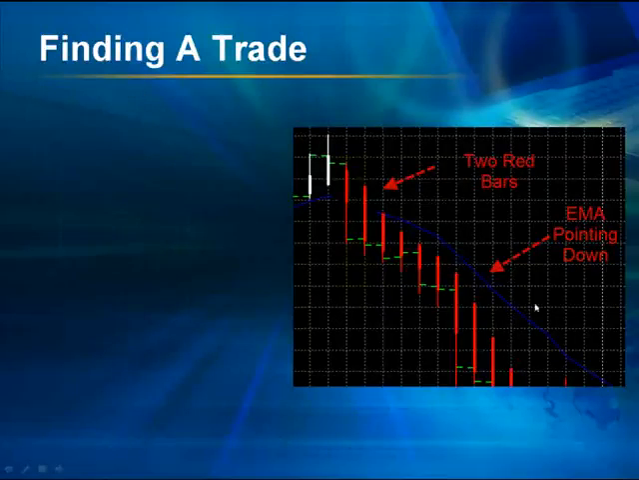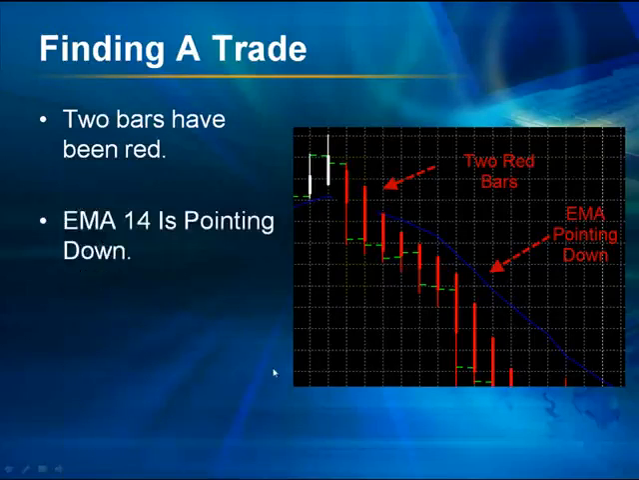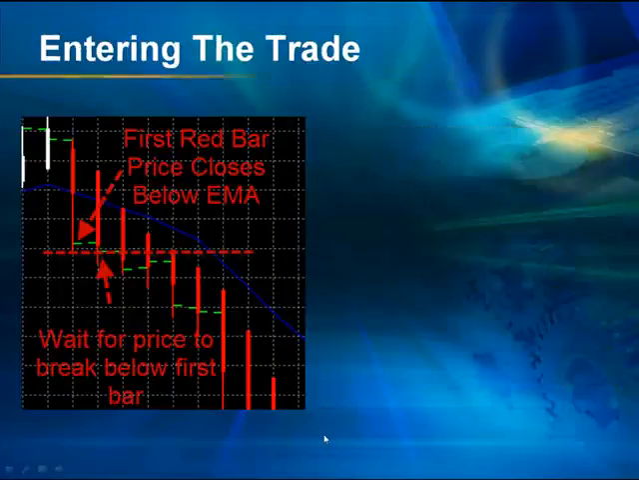Finding a trade on a chart here, we need to look. Here are two red bars, and looking at the EMA, it is pointing downward. So our criteria is established. We have two bars, and the EMA is pointing down. We need to now find our entry point.